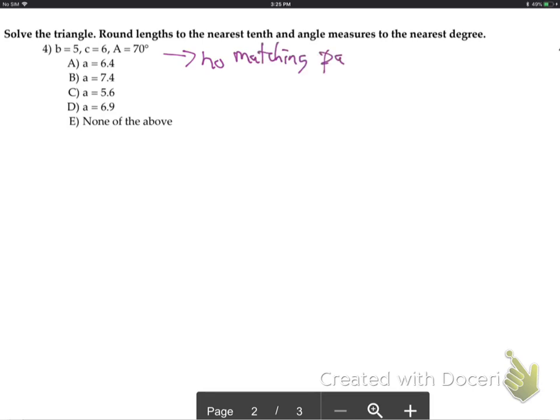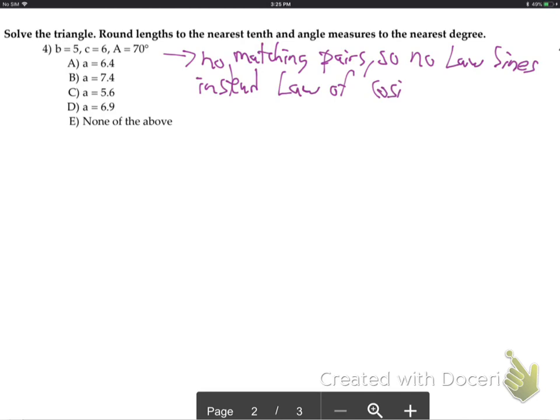No matching pairs, so no law of sines. Instead, use the law of cosines. So I'm going to use the law of cosines because there's no matching pair. We don't have A with A or B with B or C with C. Now when I use law of cosines, remember there's 3 different versions. You can have A squared in the front, you can have A squared equals whatever, or B squared equals whatever, or C squared equals whatever. How do you know which one you want to use?